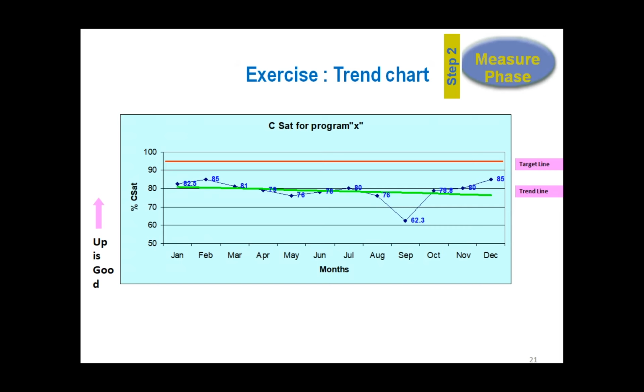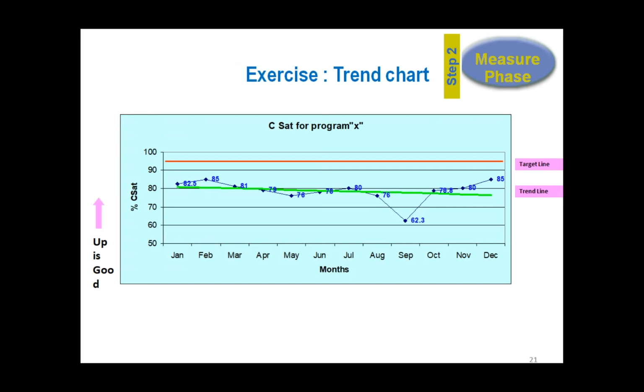So this is just an example of the trend chart for a CSAT for a particular program, plotted for the time period January to December. As you see, on the x-axis you have time-ordered data, right? And on the y-axis we have the CSAT percentage, the customer satisfaction, which is being plotted here.